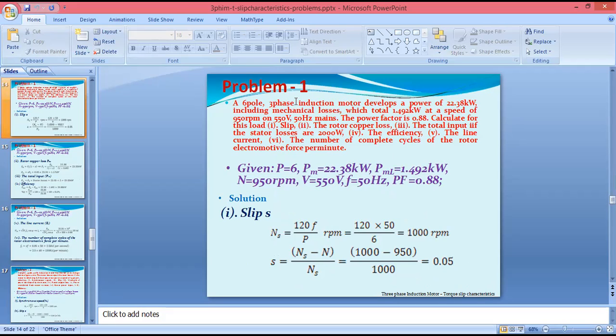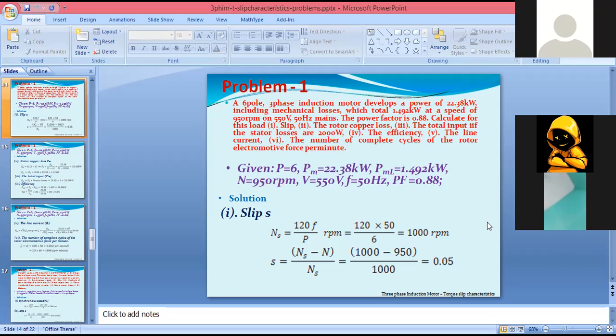You can see what the question is. A 6 pole, which means number of poles P equal to 6, 3-phase induction motor develops mechanical power Pm equal to 22.38 kilowatt, including mechanical losses. We take Pml as the mechanical loss, which totals 1.492 kilowatt, at a speed of 950 RPM. So the speed capital N is 950 rotations per minute, on 550 volt. You can write V or E equal to 550 volt.